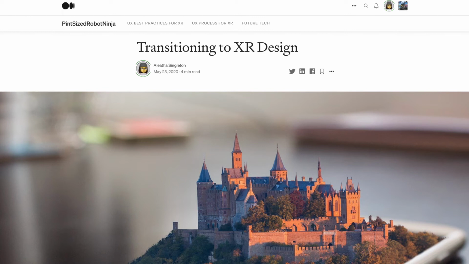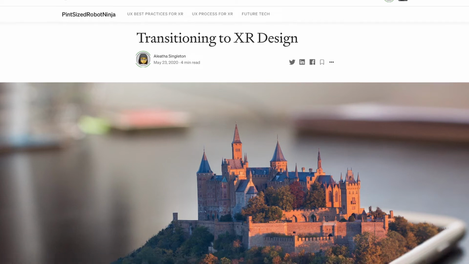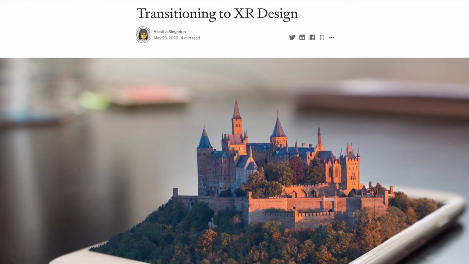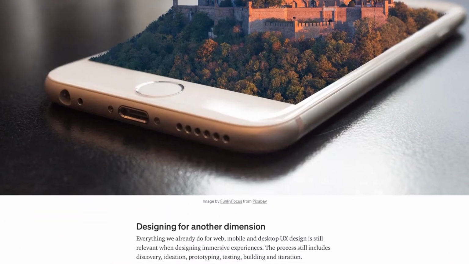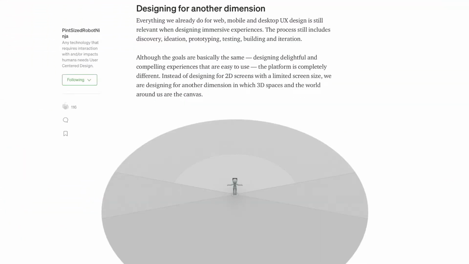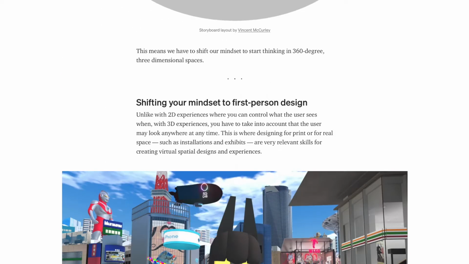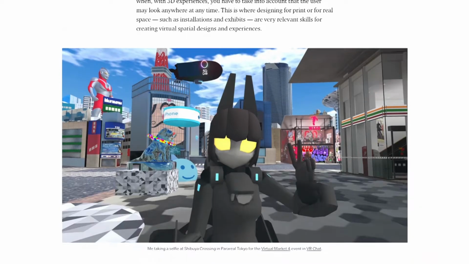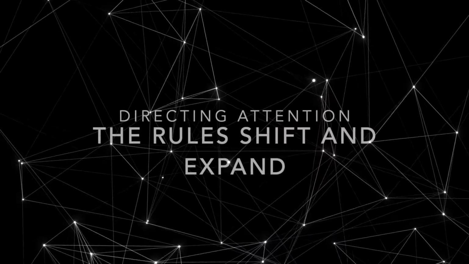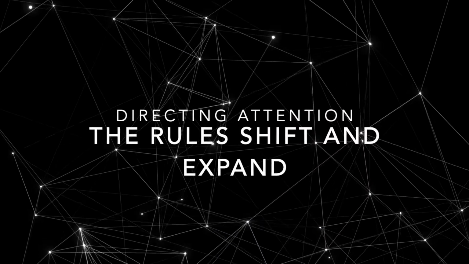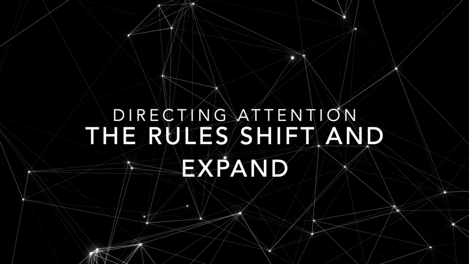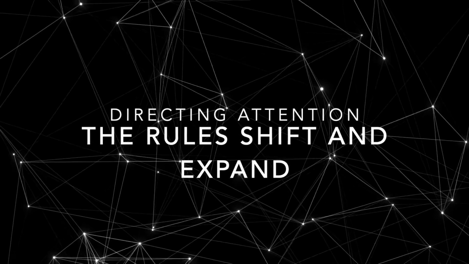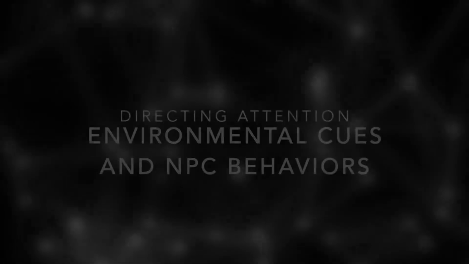As I've mentioned in my Medium blog article, Transitioning to XR Design, instead of designing for 2D screens with a limited screen size, we're designing for another dimension, in which 3D spaces and the world around us are the canvas. And this means we have to shift our mindset to start thinking in 360-degree, three-dimensional spaces. The rules of how we grab a person's attention also shift and expand, since with 360 experiences, you have to take into account that they may look anywhere at any time.